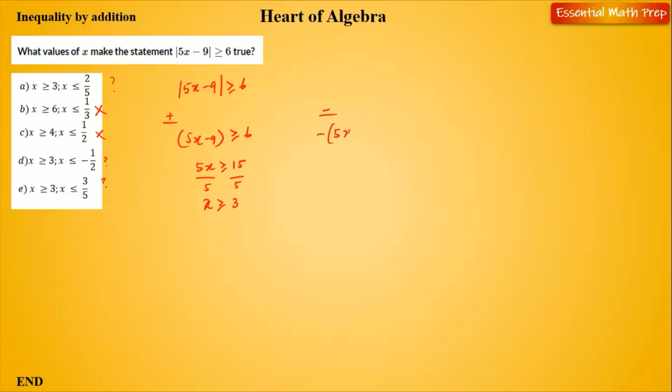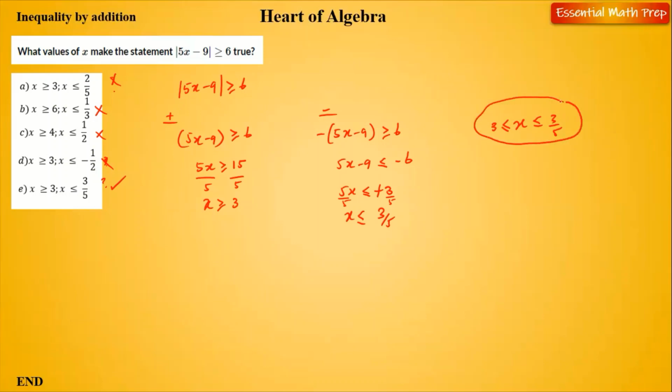So we have negative of 5x minus 9 greater than or equal to 6, so 5x minus 9 less than or equal to negative 6, 5x is less than or equal to plus 3, x is less than or equal to 3 over 5. Do you see what I did? I just divided by 5 here. So x is less than or equal to 3 over 5, which makes this incorrect, and this is the correct answer. So if you have to write it in a domain range, you would write it as x is less than or equal to 3 over 5, or greater than or equal to 3. This is how you write it if you were to write it as a single term, right?